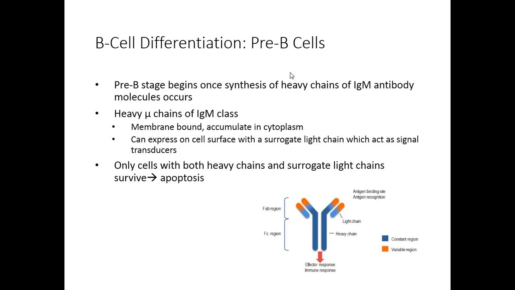Once those heavy chain genes have been rearranged, those rearranged genes that were developed in the pro-B cell start to actually get transcribed within the pre-B cells. That's hard to say 3 times fast. They are transcribed within the pre-B cell stage in order to synthesize these heavy chains. So these heavy chains start to be synthesized.